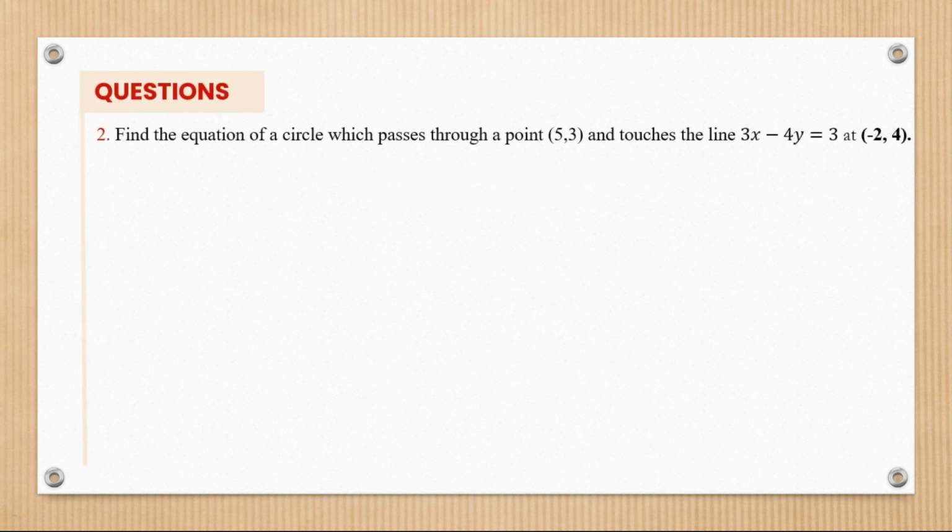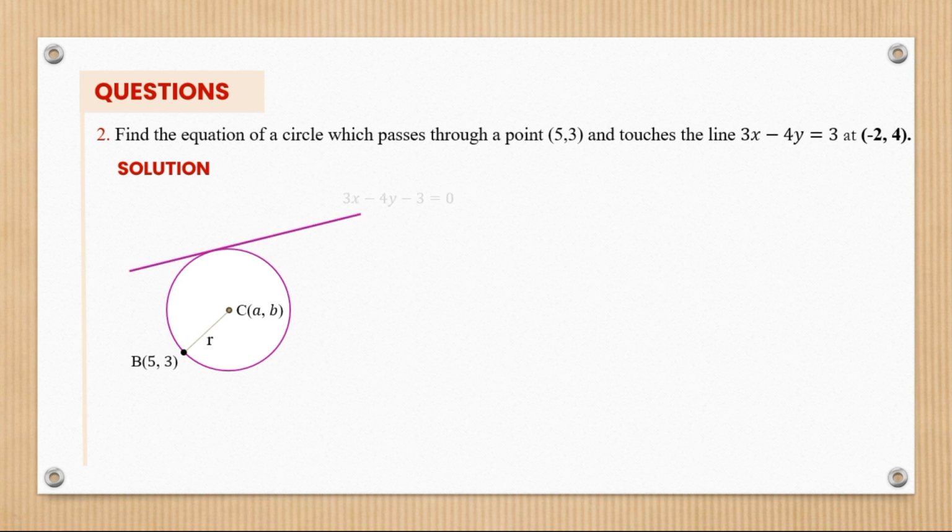Question 2. Find the equation of a circle which passes through the point 5,3 and touches the line 3x minus 4y is equal to 3 at the point negative 2, 4. So this is the same thing. Now I'm going to sketch this also. So that is the point on the circle, and then the center is C(a, b), and that is how we connect them. So first of all, I'm going to again find the gradient of the tangent.